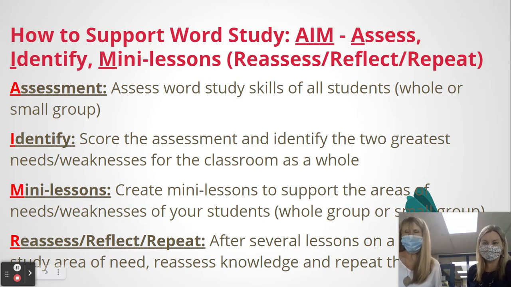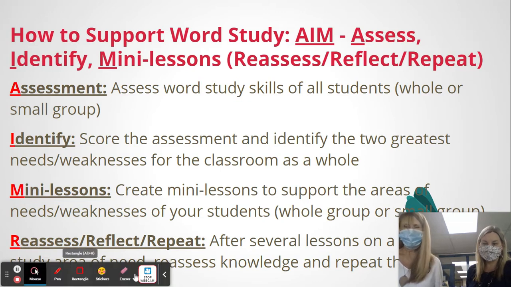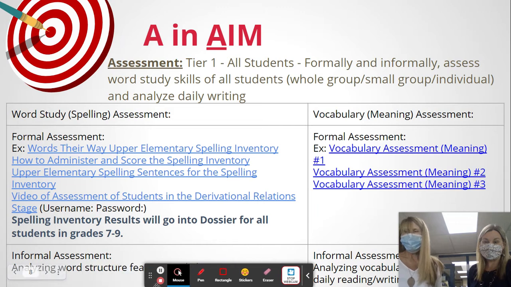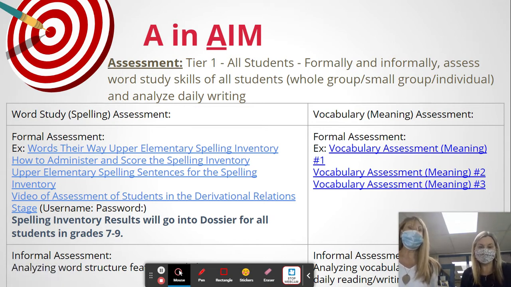So when we look at the A in assessment, we'll be asking divisionally for you to administer the Words Their Way upper elementary spelling inventory. And this is for all 7 to 9 students. And then you'll be putting your results into Dossier, and we've got links in there to help you know what to do there. Vocabulary assessments, we've also linked there for you to have a look at. And this is a formal way to see what your students know in terms of their vocabulary and understanding of the meaning of the words.